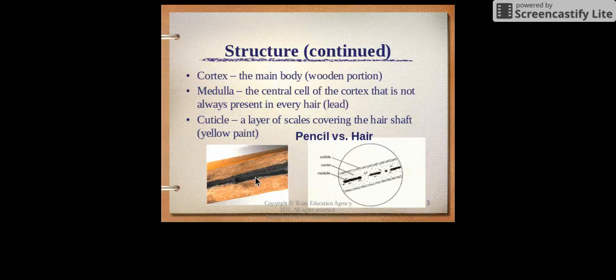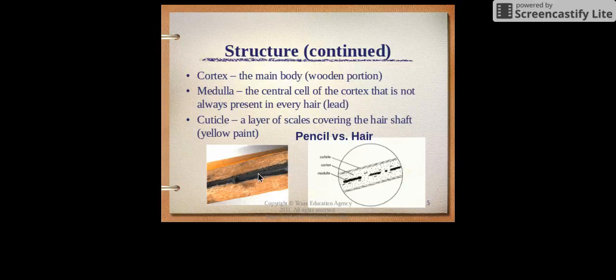And the medulla can vary from strand to strand. So just because you may have a continuous medulla, which we'll talk about what that means in a moment, doesn't necessarily mean that every hair strand on your head actually has a continuous medulla, and that's what makes hair tricky as evidence. And then, of course, we have the cuticle, which is the outer layer, and the purpose of that is to provide long-term protection to the hair strand.